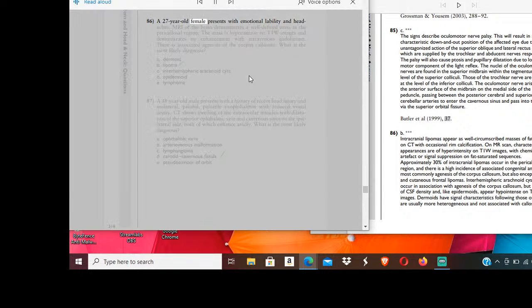A 27-year-old female presents with emotional lability and headaches. MRI of the brain demonstrates a well-defined mass in the pericallosal region. The mass is hyperintense on T1W images and demonstrates no enhancement with intravenous gadolinium. There is associated agenesis of the corpus callosum. What is the most likely diagnosis? A. Dermoid. B. Lipoma. C. Intrahemispheric arachnoid cyst. D. Epidermoid. E. Lymphoma.